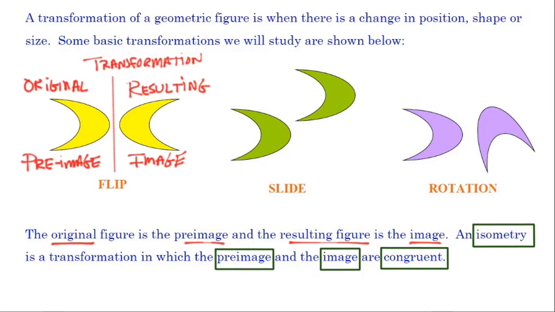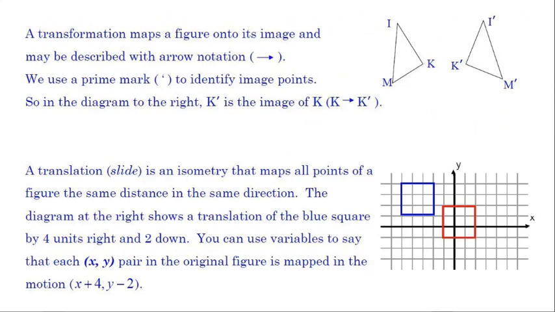Alright, we also have some language down here at the bottom that we really want to key into called an isometry. So an isometry is some transformation, so in this case flip, slide, or rotation, where the pre-image and the image are congruent. So we haven't changed the size or the shape. We're left with the same figure, just in a different spot or orientation. So that would be an isometry. All of these are isometries, as they don't actually change what the figure looks like. It's a congruent figure.